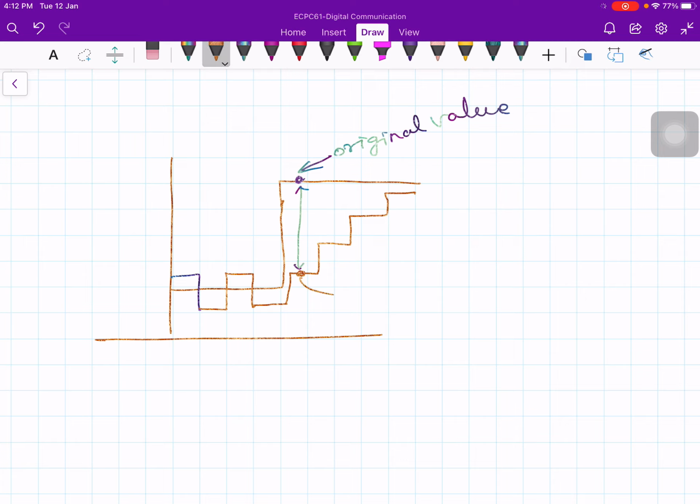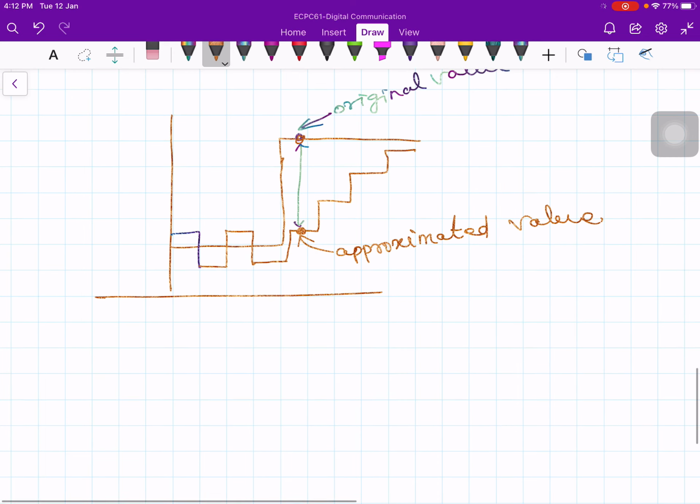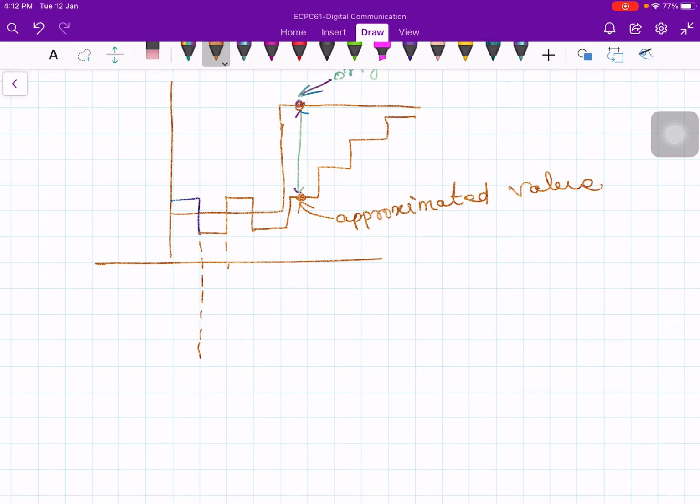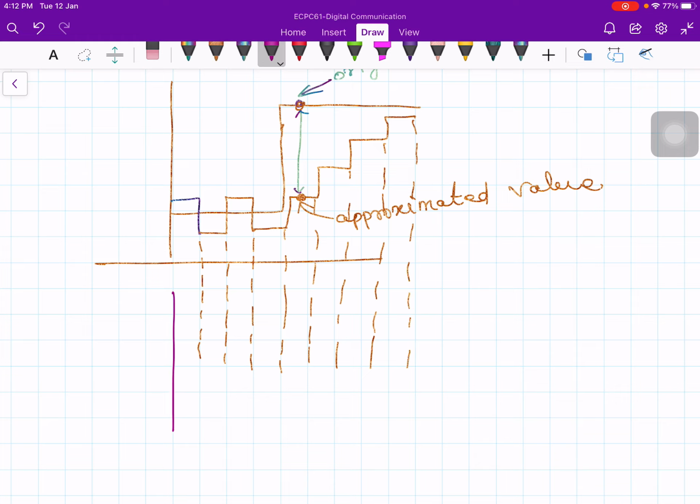And this point is the approximated value. So what is the error? This value minus this value. Just let us plot the error in this. So this is the original value and this is the approximate value. Therefore the error is negative, right? So here you have it like this, and then positive, and then negative, and then positive, and then it jumps suddenly at this point. So this much error I have here.